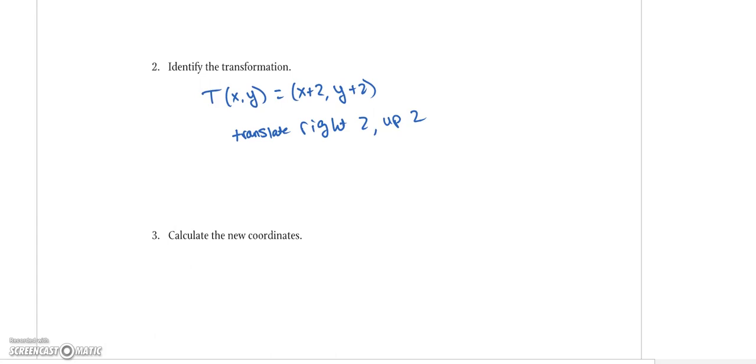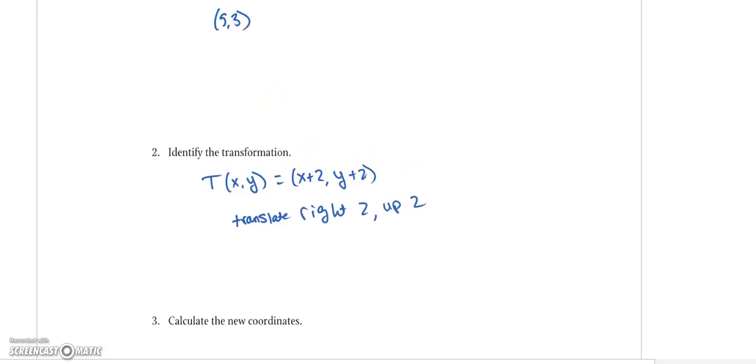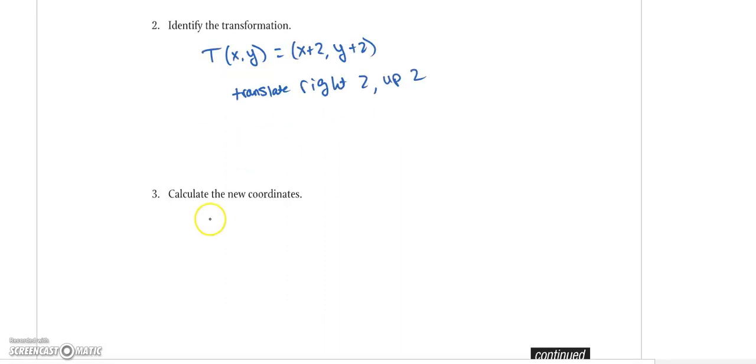Calculate the new coordinates. So this transformation that we're calling T on a variable x, y, well, I don't need a variable anymore because I have the actual point, right? It's 5, 3. So this transformation on the point 5, 3 is going to result in 5 plus 2, 3 plus 2, which gets us 7, 5. So 5, 3 is the pre-image. Here's the transformation. Here's our image.